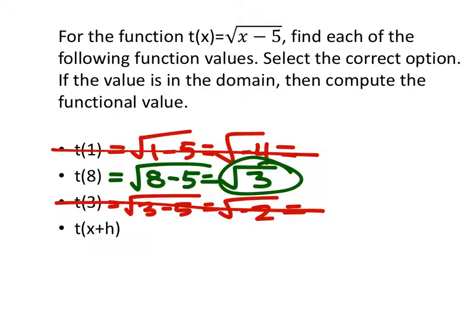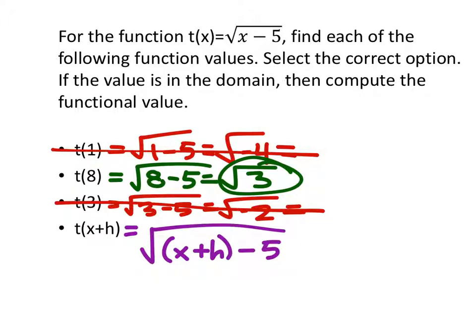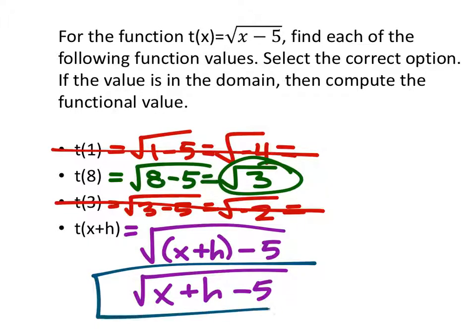Finally, t of x plus h. We do need to see that one. So, remember, anything inside that parentheses with the t is what we're replacing x with. So instead of x, now I've got x plus h. And then we're going to subtract 5. That kind of goes back to function notation and function operations. If we simplified that, we'd get the square root of x plus h minus 5, because there's no like terms to combine with. So that's it.